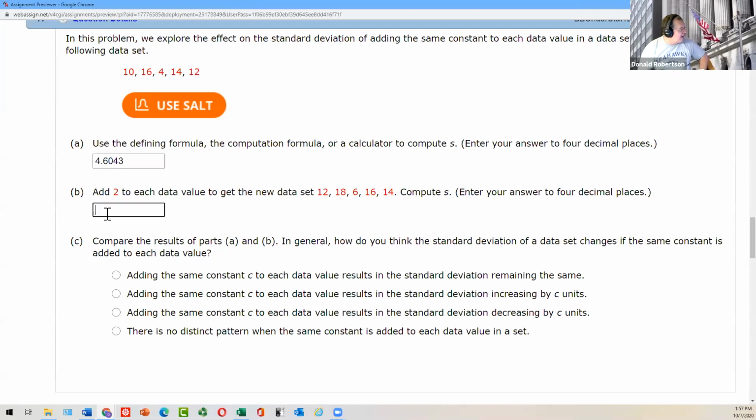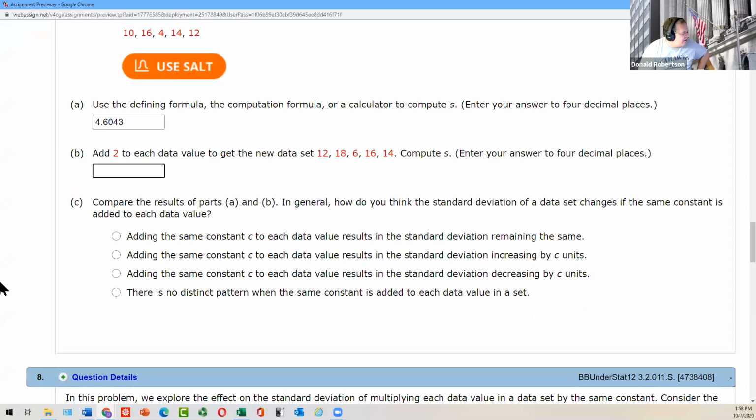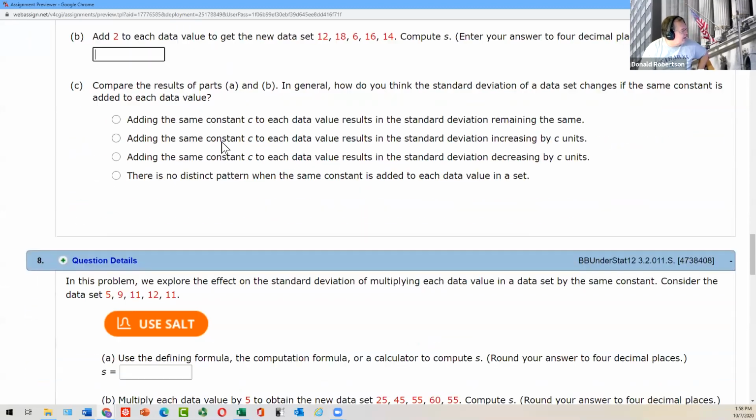Now, suppose you added 2 to all those numbers. What's the new standard deviation? It's just 4.6043. Can you pretend that you did it? But won't that be what you'll get? If you don't believe me, you can physically do it and get the answer and say, hey, he said that, it worked, right? Now, if they say, what is going on here? Well, if you add the same constant C, if you add the same number, don't they remain the same? So you pick the top one.